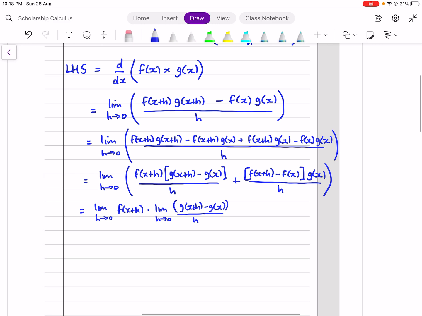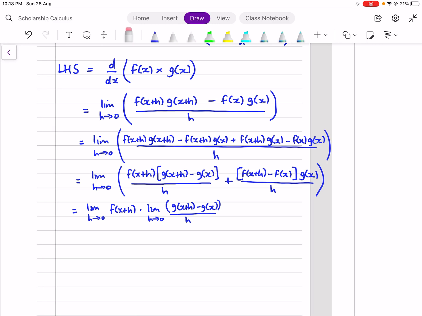I'll leave the h with that one because I want the derivative term there. I'll stuff that one up. And then the other term, I want the h with the first stuff, then multiplied by the limit as h goes to 0 of g of x.